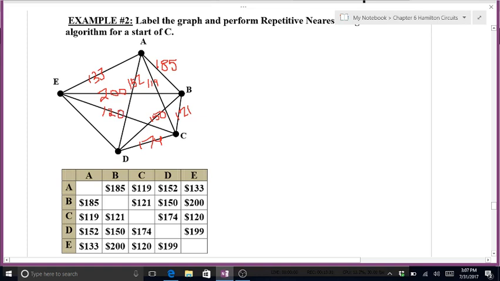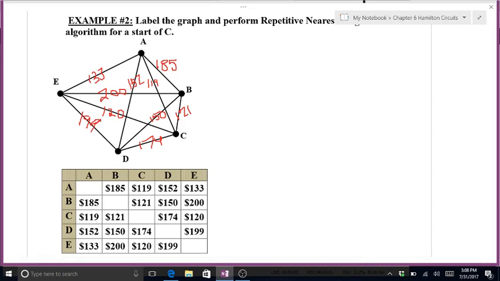On your test, you may have to convert from a table to a graph or a graph to a table, so please make sure you're paying attention and you know how to do this. And your last one, D to E, has a weight of 199. Oops, that's a really bad 9.